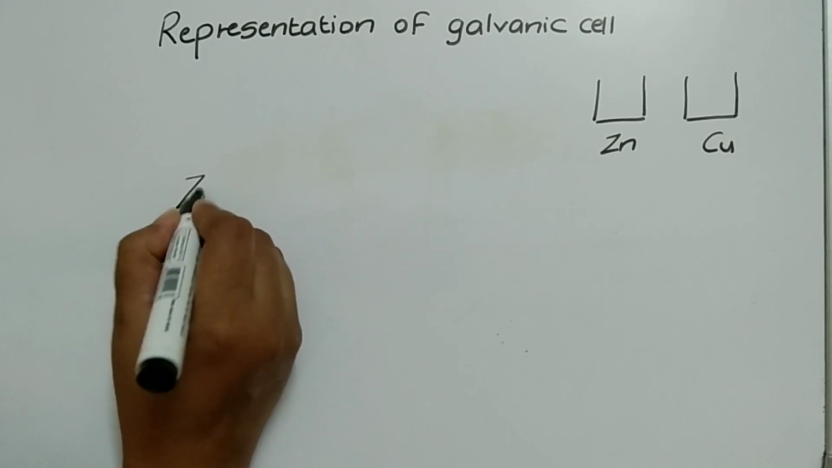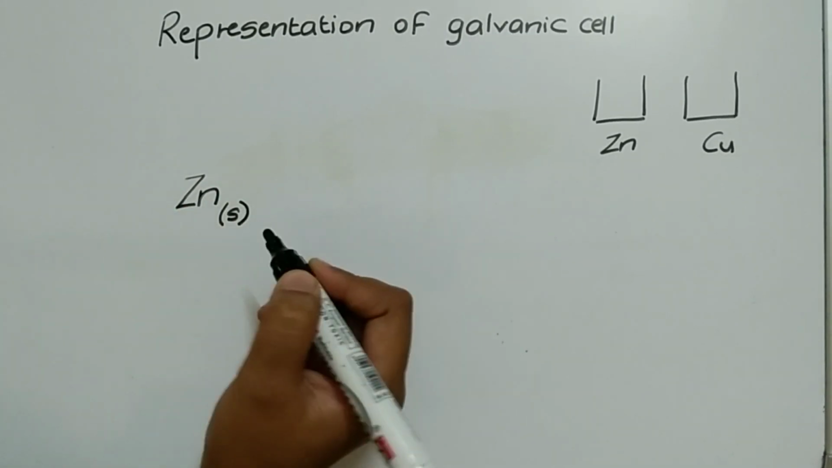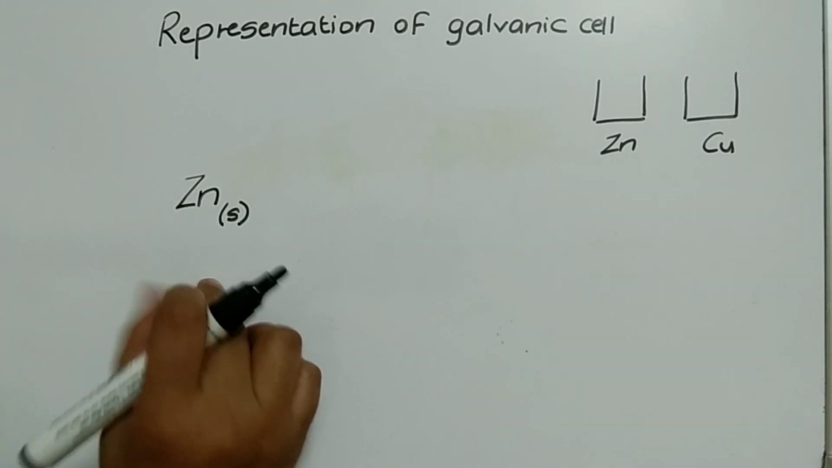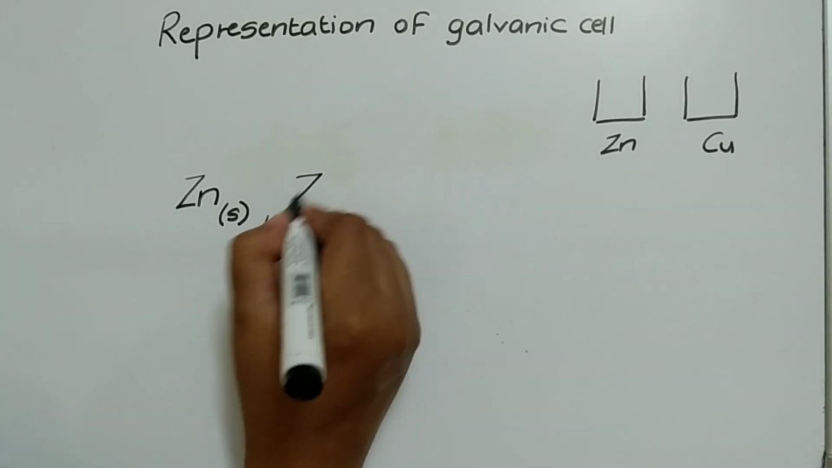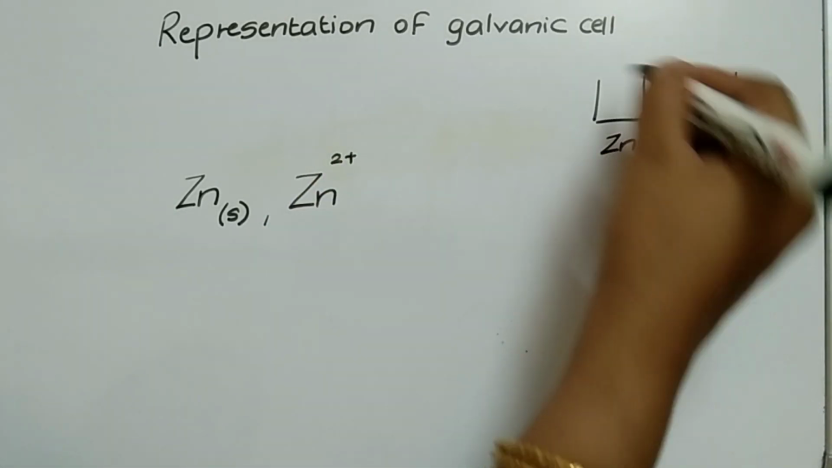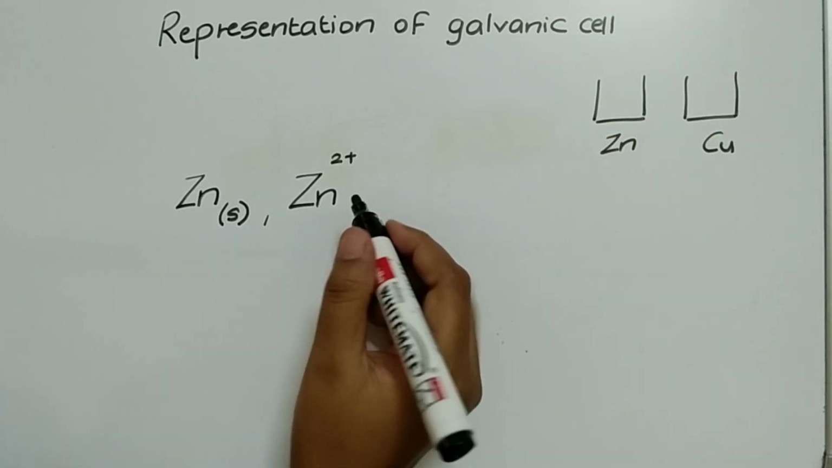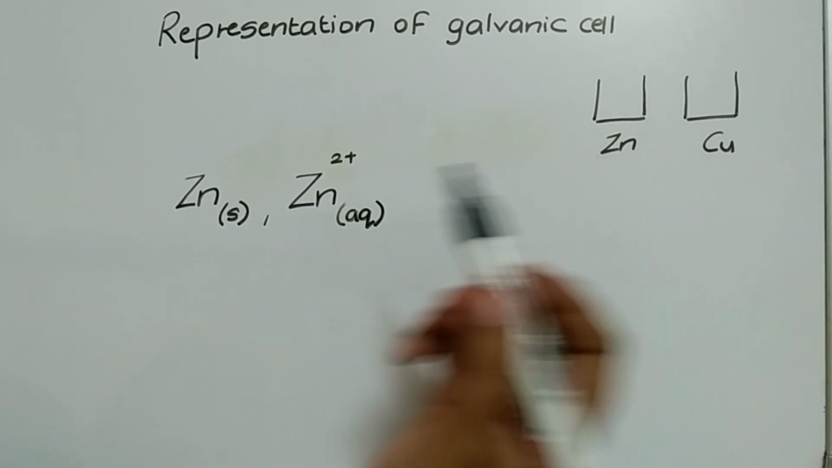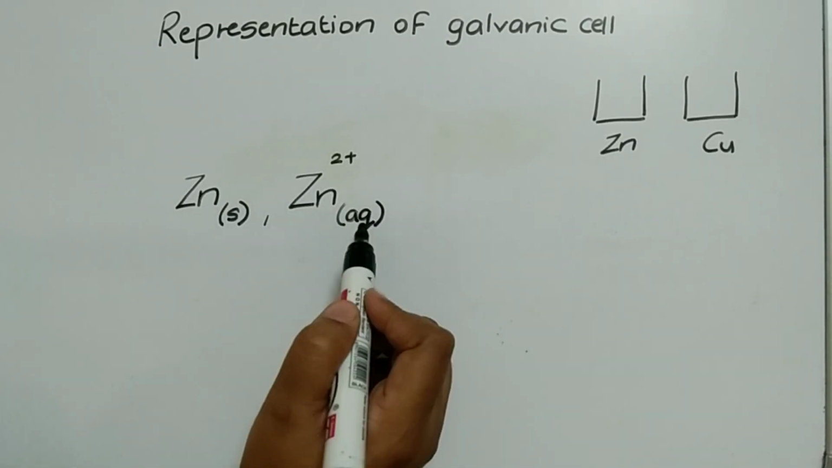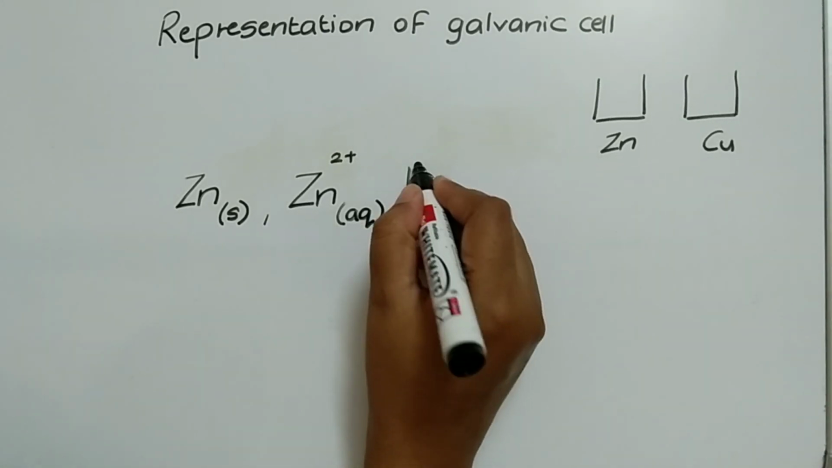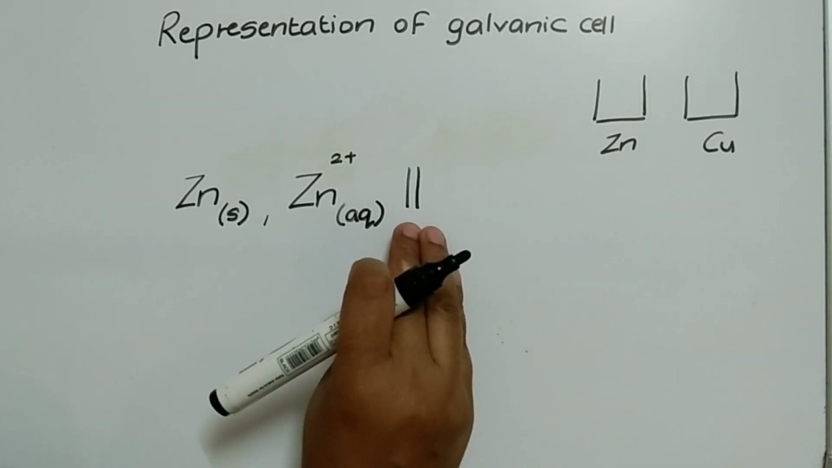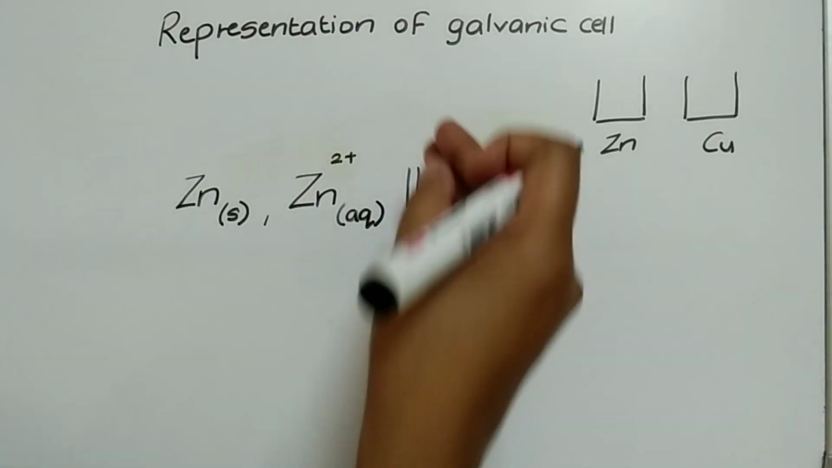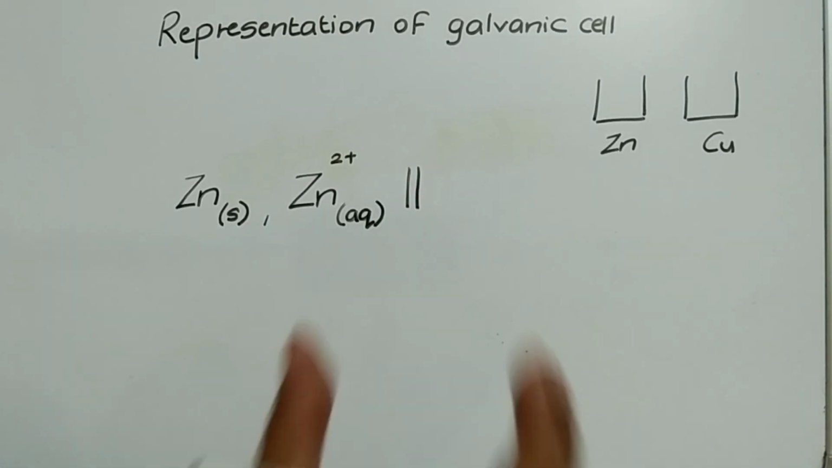So how to write is, first for the first cell, zinc, which is in the solid form, that means this is the electrode we are writing. Put a comma. Then we write about the solution, what is filled inside, that is zinc sulfate. We write only the ions, that is zinc 2+, which is in the aqueous form. And we put two lines. These two lines mean it is a salt bridge. Correct? So how will you distinguish between electrolytic cell and galvanic cell is, if you get two lines it is a galvanic cell.